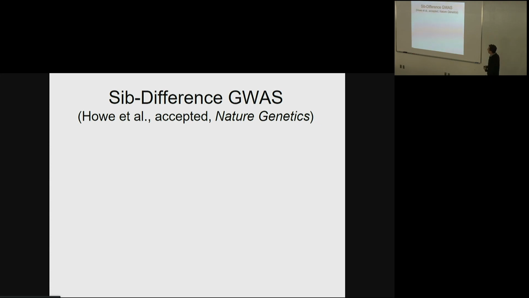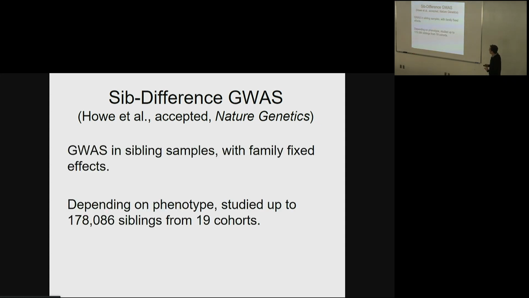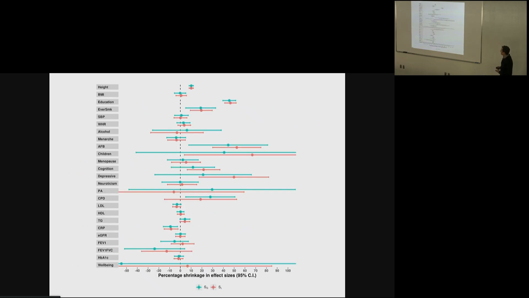So there's a paper that SSGAC is a part of. It's led by some folks at Bristol, Lawrence Howe, and doing this sib-difference GWAS with family fixed effects. It combined 19 different data sets to get 180,000 siblings in total, and looked at 25 different phenotypes. So here's the kind of result you can get from it.